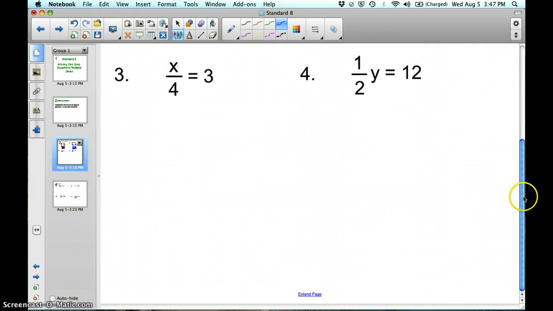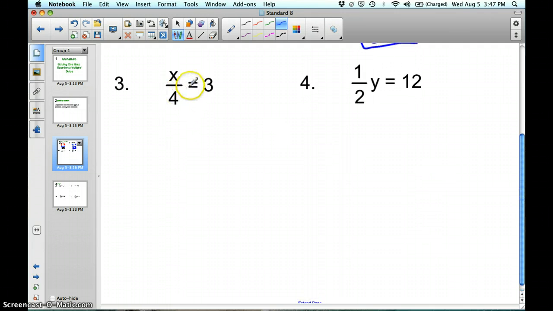Alright, let's take a look at number 3. So for number 3, I have x divided by 4 equals 3. So in this case, I have division. In order to get rid of division, I have to multiply to both sides. So I'm going to multiply by whatever's in the denominator. So I'm going to multiply by 4 on both sides of my equation.